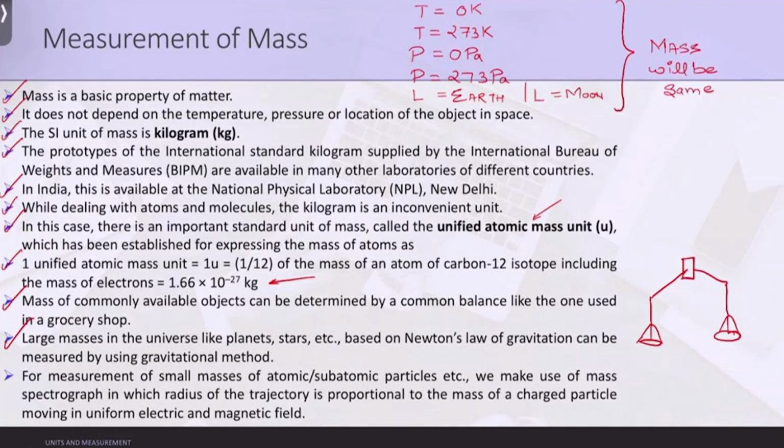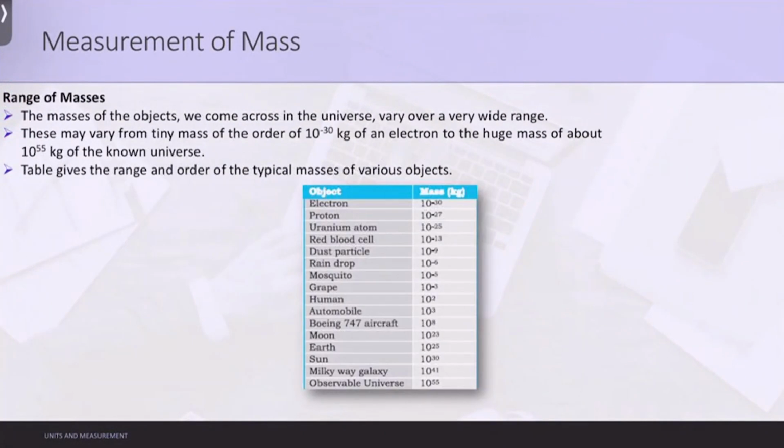Okay. For measurement of small masses like subatomic particles, etc., we make use of a mass spectrograph. Okay, so we won't go into much detail of what a mass spectrograph is. You can just remember what is used for large masses, what is used for small masses, and what is used for generally available objects. We make use of a mass spectrograph in which the radius of the trajectory is proportional to the mass of the charged particle moving in a uniform electric and magnetic field. Okay, so that is just the principle of how a mass spectrograph works. Right? Let's move on.